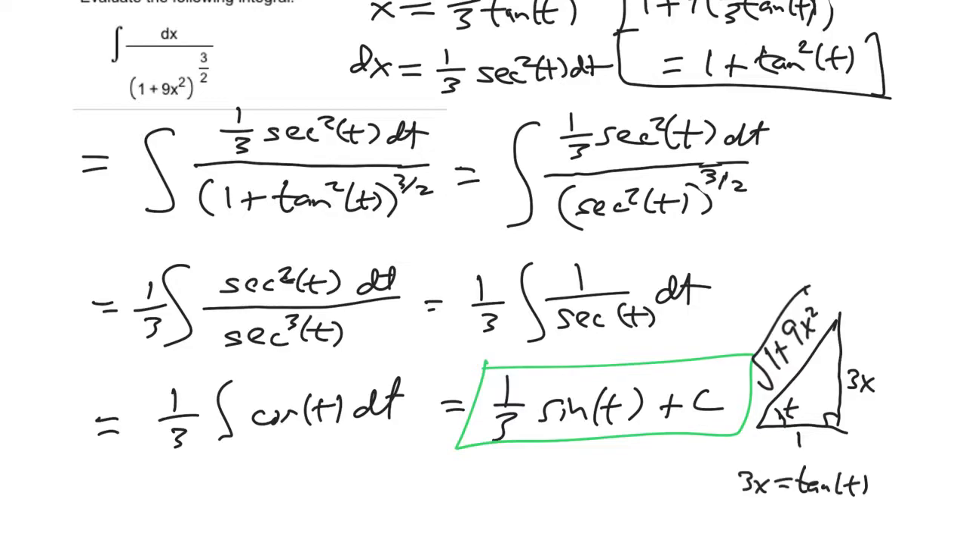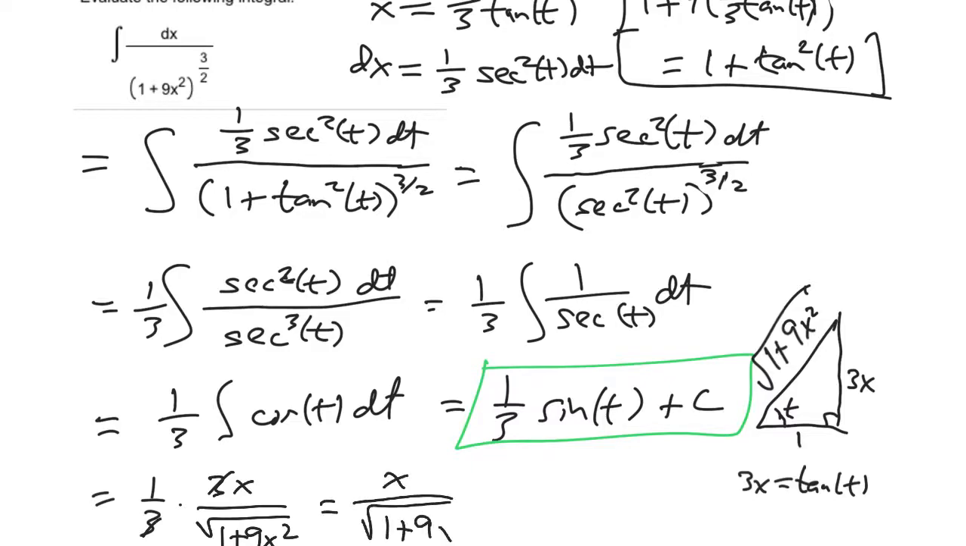And so the sine of t is the opposite over hypotenuse. My 1/3 is still there, and sine of t is 3x over the square root of 1 plus 9x squared. And the 3's will cancel, and I end up with just x over the square root of 1 plus 9x squared. And of course, plus a constant. That's my final answer.